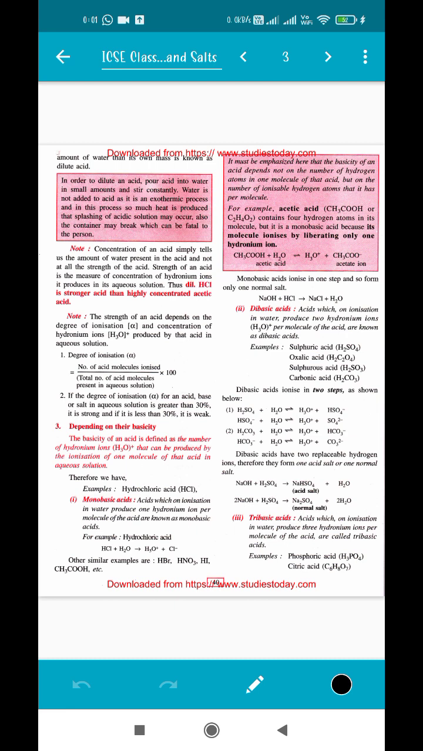So in order to prevent this, what do we do? We take quite a good amount of water and slowly we put acid into it drop by drop, and we keep on mixing it continuously. In this way, we are diluting a concentrated acid, but we are not causing any damage.